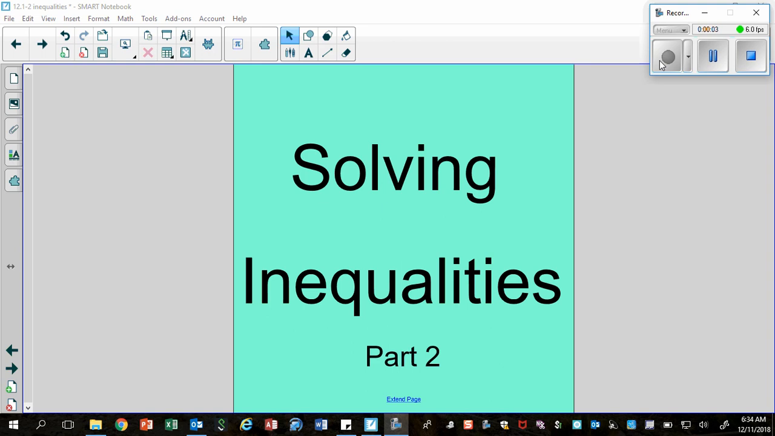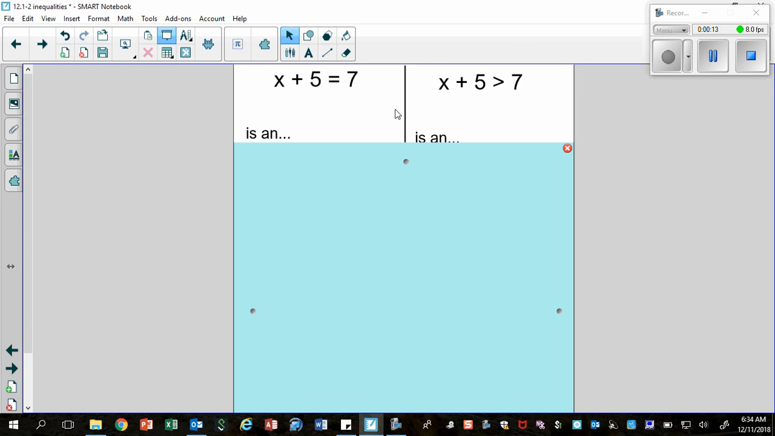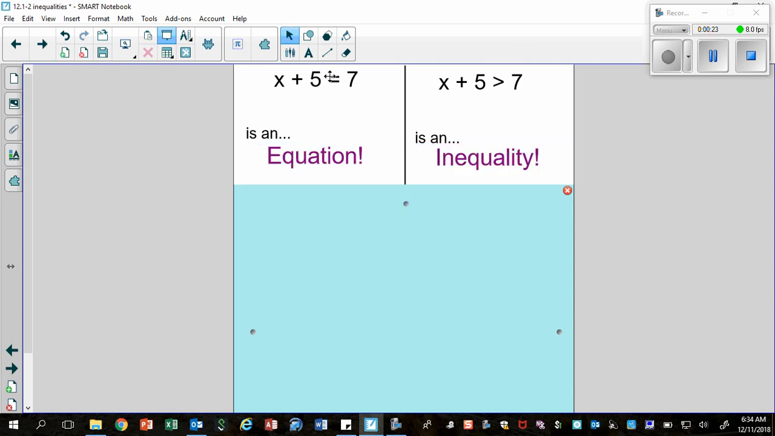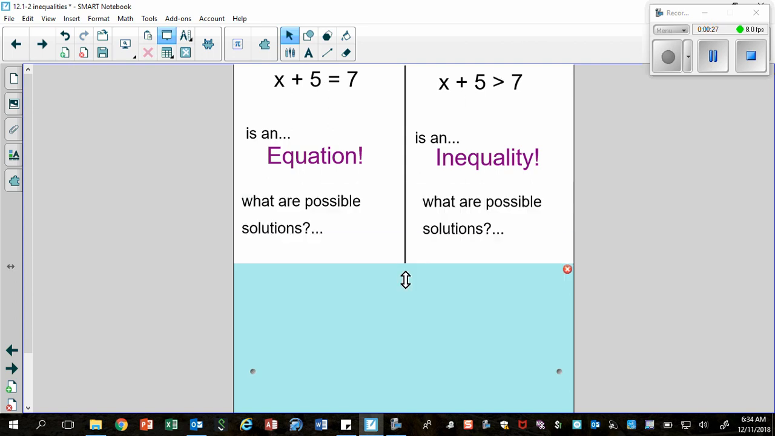Okay, so the second part of the inequality notes today is how to solve for inequalities, or note the solutions for inequalities. As a reminder, on the left side we have x plus 5 equals 7, and on the right side we have x plus 5 is greater than 7. There is a difference between the two, which we know. One is an equation because it has an equal sign, and one is an inequality because it has an inequality sign. So when you're asked what possible solutions are, it's really what could x be?